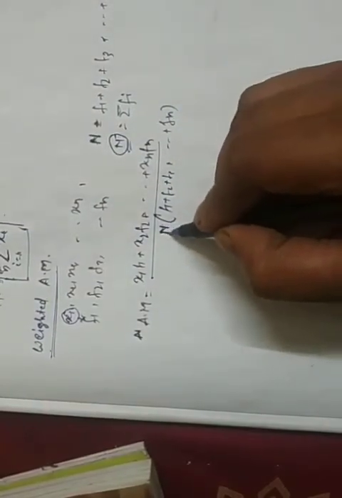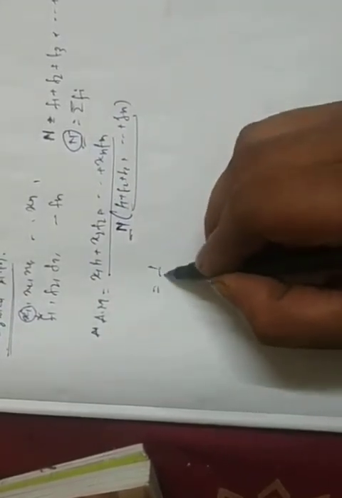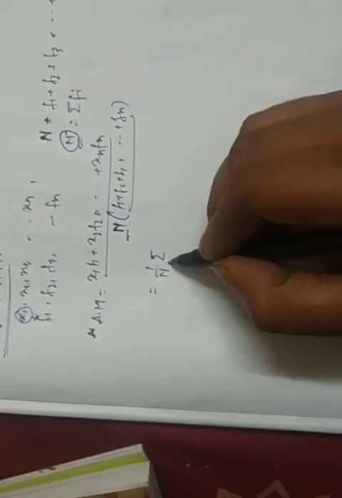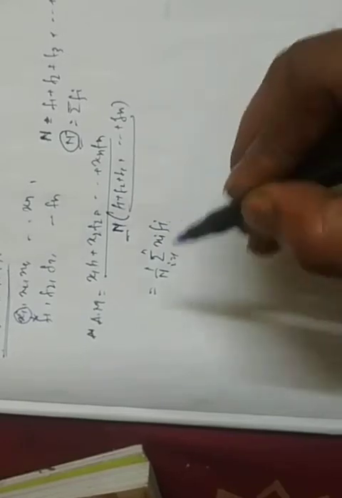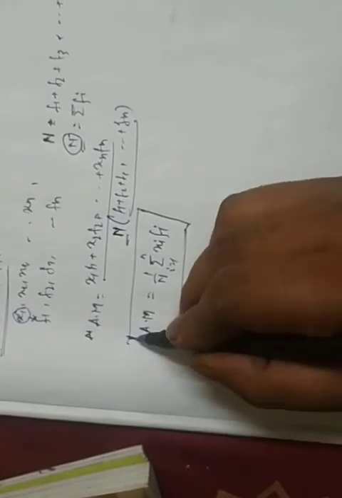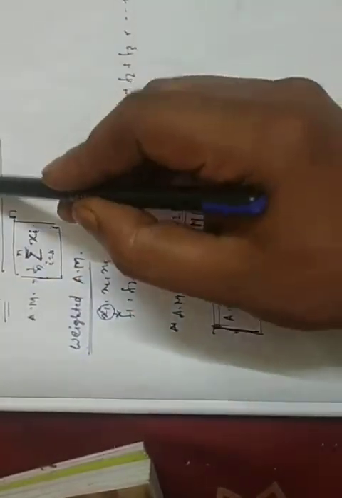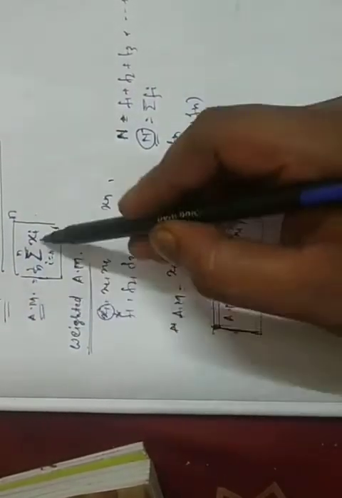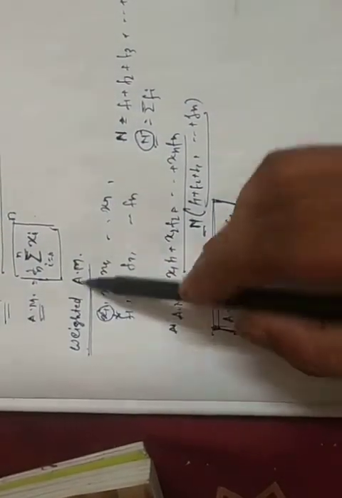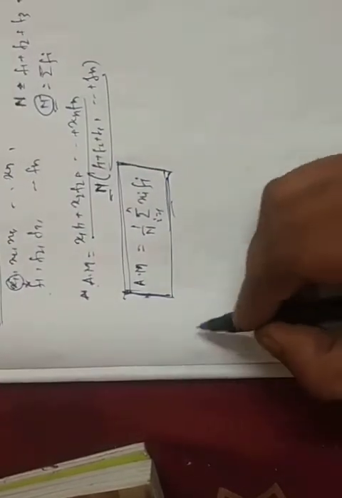Either this or this. This can also be represented in the simple form using summation, i equals 1 to n, xi fi. This is the AM for a simple frequency distribution. So we find that for a simple distribution there are no frequencies, so the arithmetic mean is the simple average. For the weighted arithmetic mean, if the frequency of each value is given, then the arithmetic mean is found using this formula.